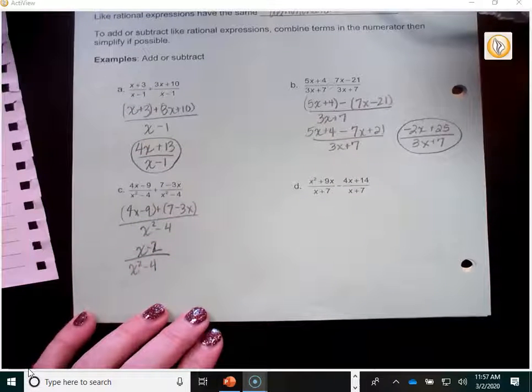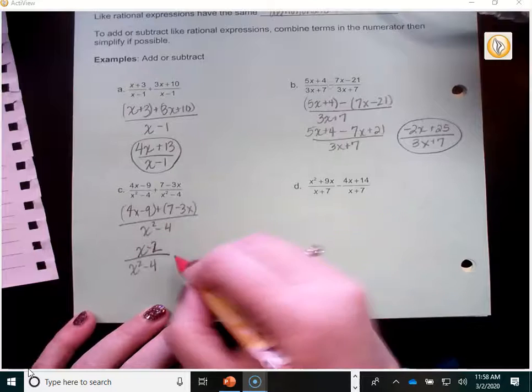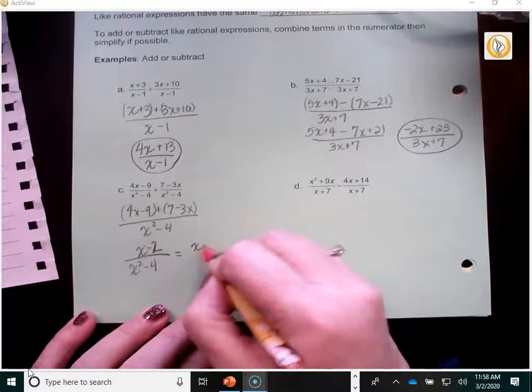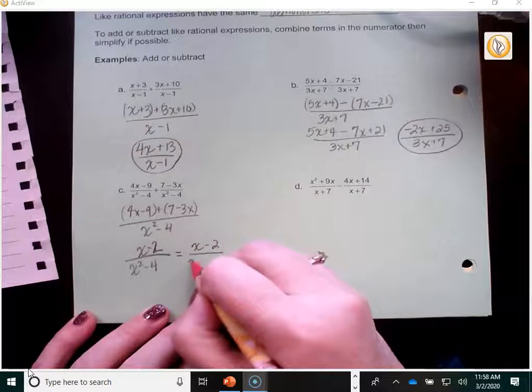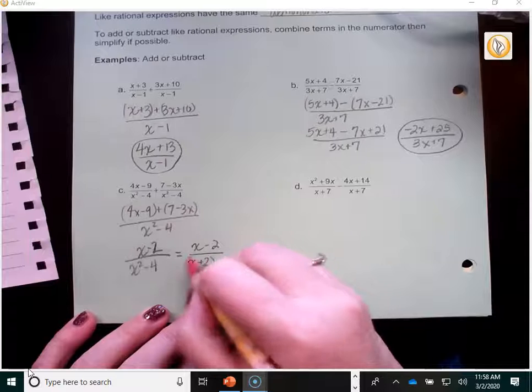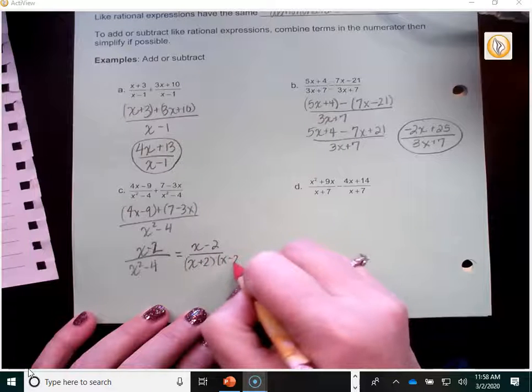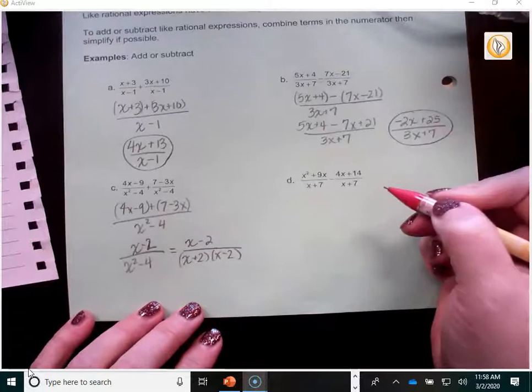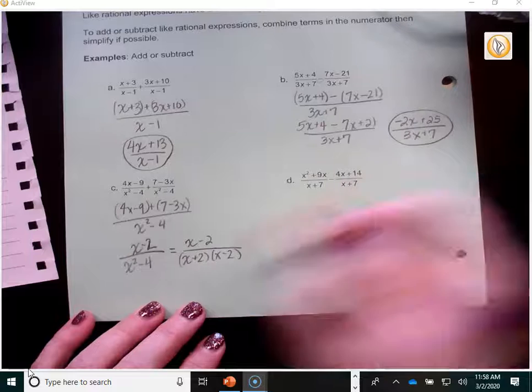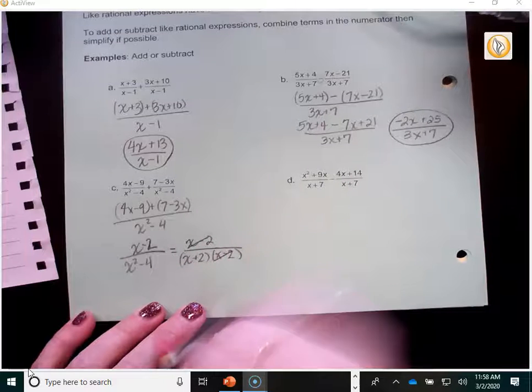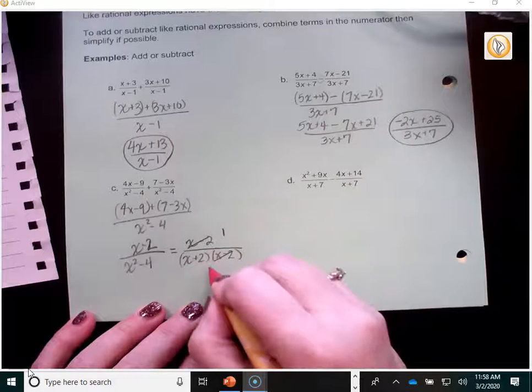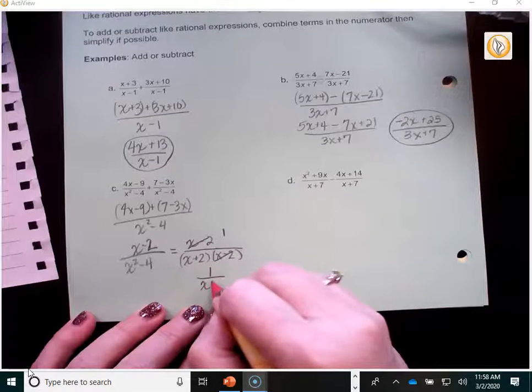Can we cancel that? Well, I don't know. I know I can factor my denominator. So I'm going to factor my denominator into x plus 2 and x minus 2. Now I can cancel, just like we did when we were multiplying and dividing or simplifying. We can cancel the x minus 2's. So that leaves us with 1 divided by x plus 2.